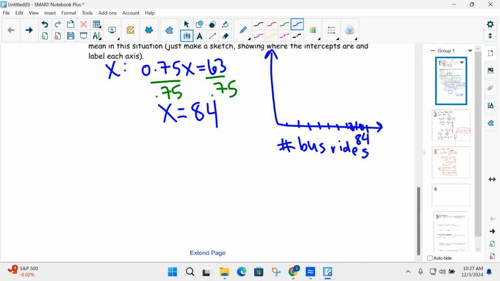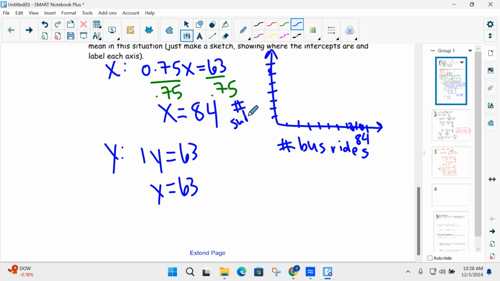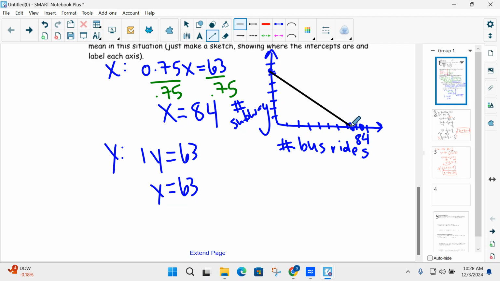And then for your y-intercept, you would do 1y equals 63. So just y equals 63. So 10, 20, 30, 40, 50, 60, 70. Put a point there. And this is number of subway rides. Okay, so those are your intercepts, and then you can draw a segment that connects them. Now your intercepts would represent the maximum number of one type of ride you can purchase without purchasing any of the other ones.